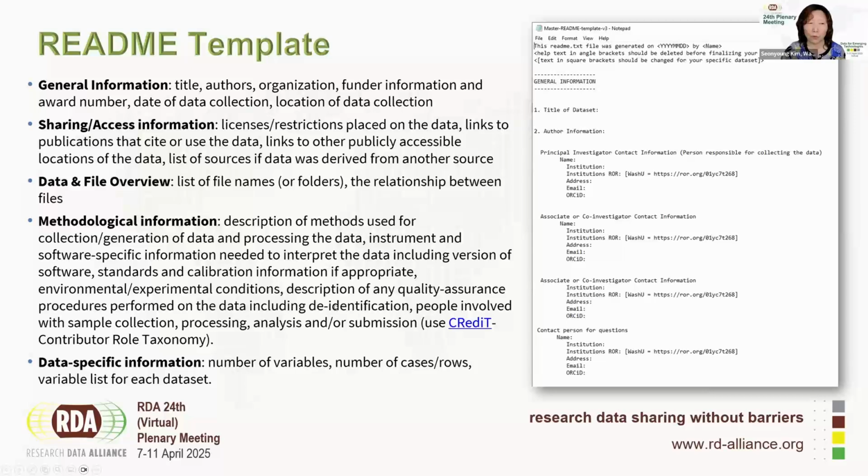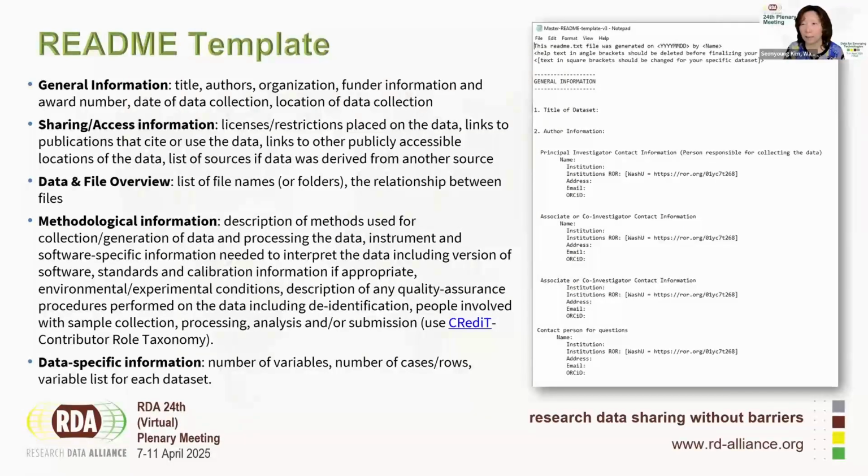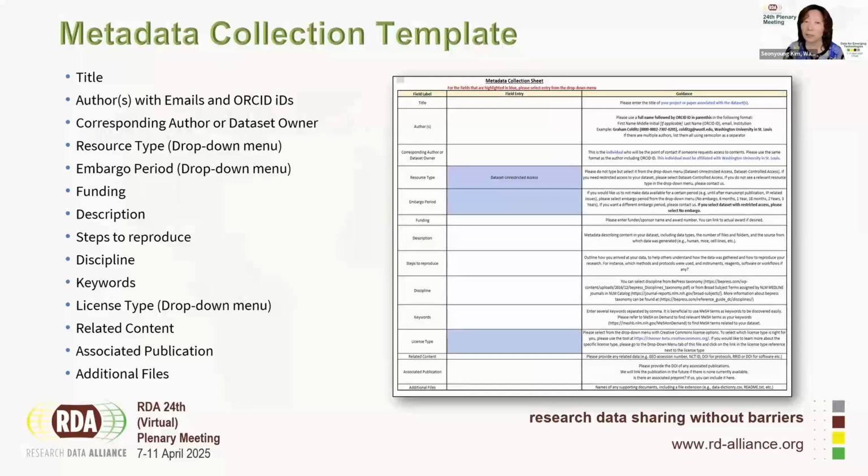And then, of course, we collect the methodological information. One of them is the people involved with the sample collection, processing, analysis, and submission. We recommend people use the CRediT contributor role taxonomy so it matches better and is more machine actionable, and data-specific information. And the README, by the way, goes with the data set and is published along with the data. But the metadata collection template is for the curator to enter the information into the data repository.